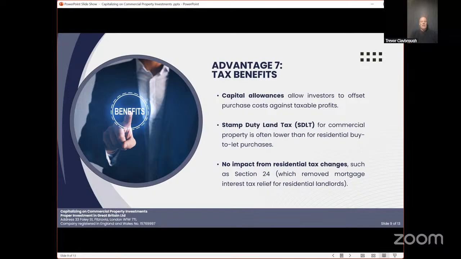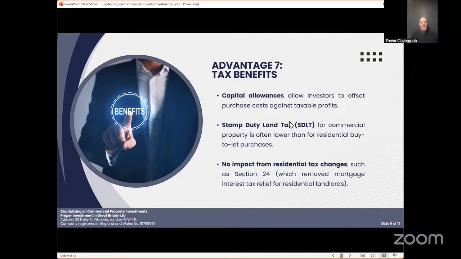So if a landlord is getting, let's say, £2,000 per month income from a residential property, they're paying a mortgage of, let's say, 1,500. What that means then is that 1,500 is not deductible. So they're paying tax on that 2,000 income per month, not on the real profit, which is 500. And in cases like that, it's possible to end up with negative cash flow.